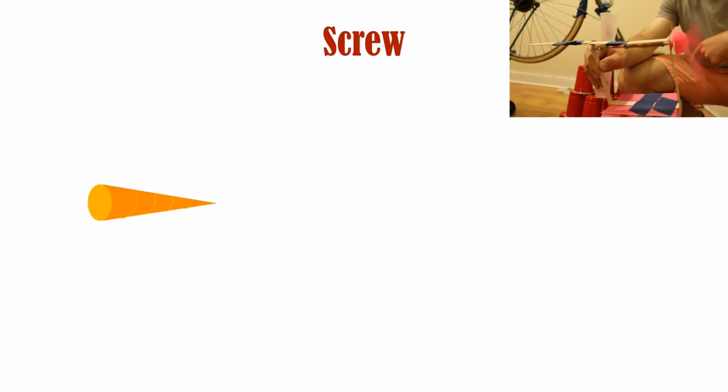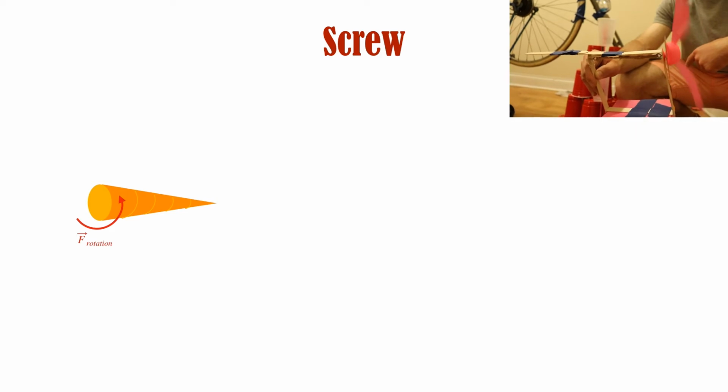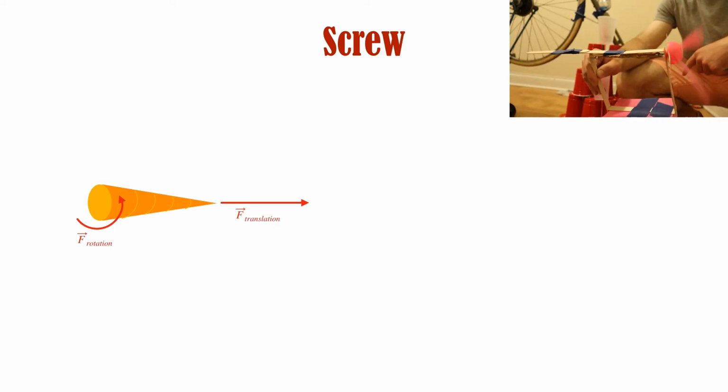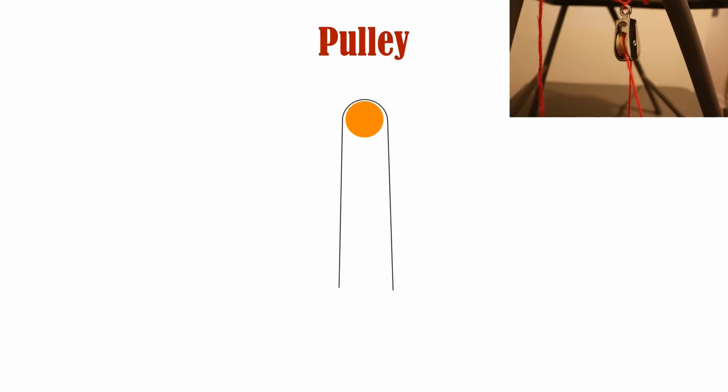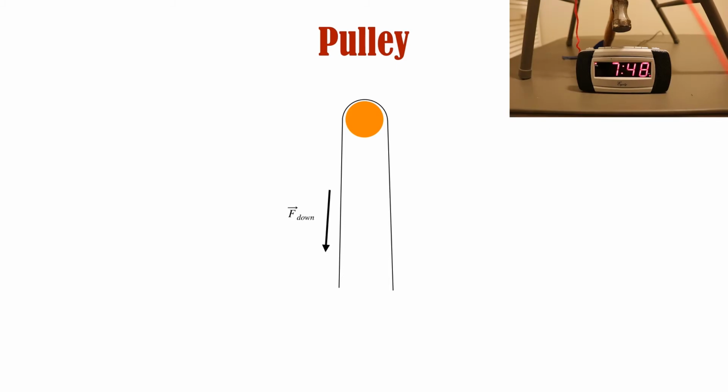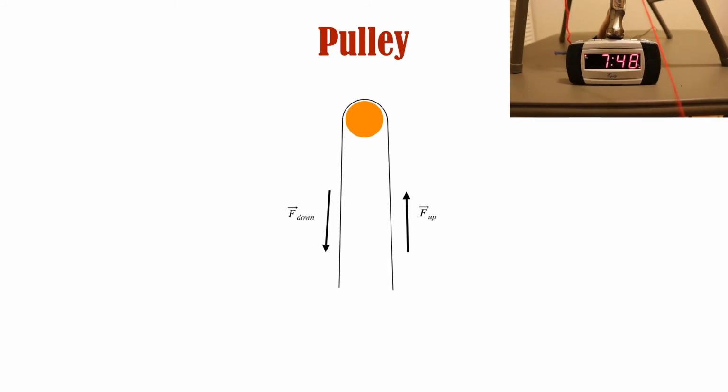A screw is a particularly interesting machine. It turns a transverse rotational force into a longitudinal translational force. Common examples of the screw include caps on bottles and propellers on boats and planes. Finally, a pulley is a rotating object that changes the directions of the forces in a rope or cable.